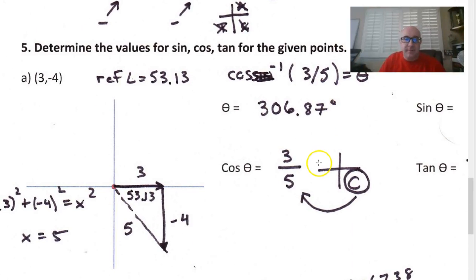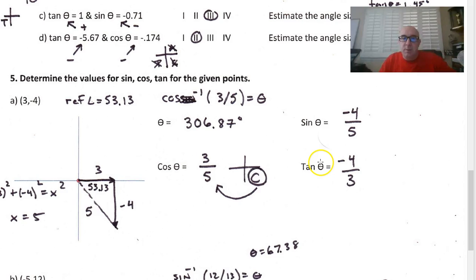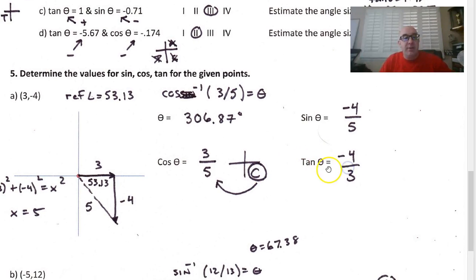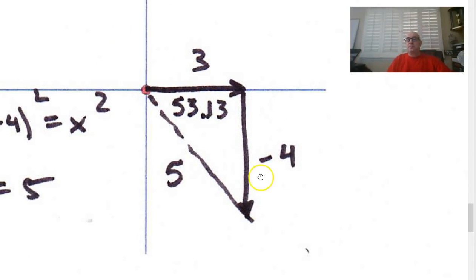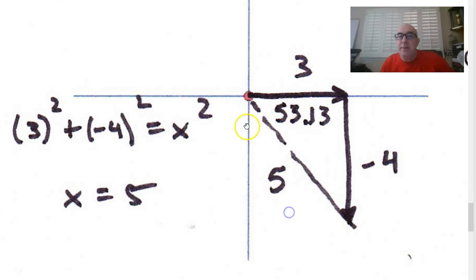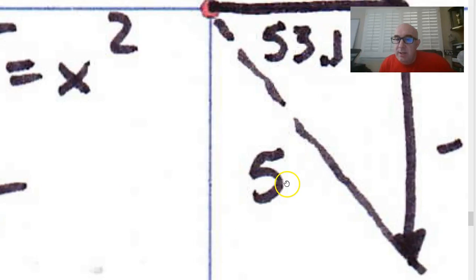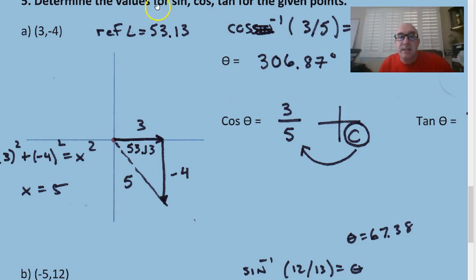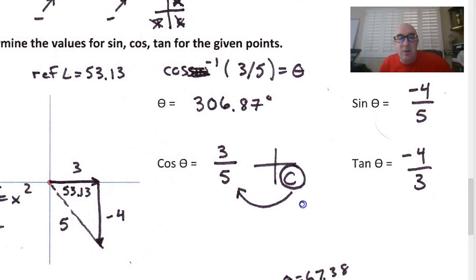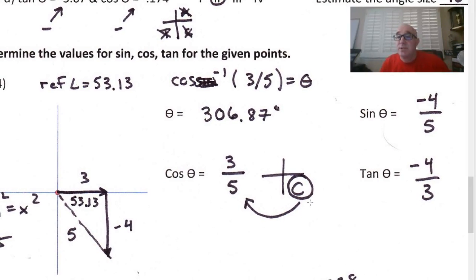All right, this was kind of fun. This is plot down the point 3 and negative 4, so 3 to the right and 4 down. Using the Pythagorean theorem, you'd get the 5. Now you have the 3 sides. You can begin to discuss the angle or the values for sine, cosine, and tangent.